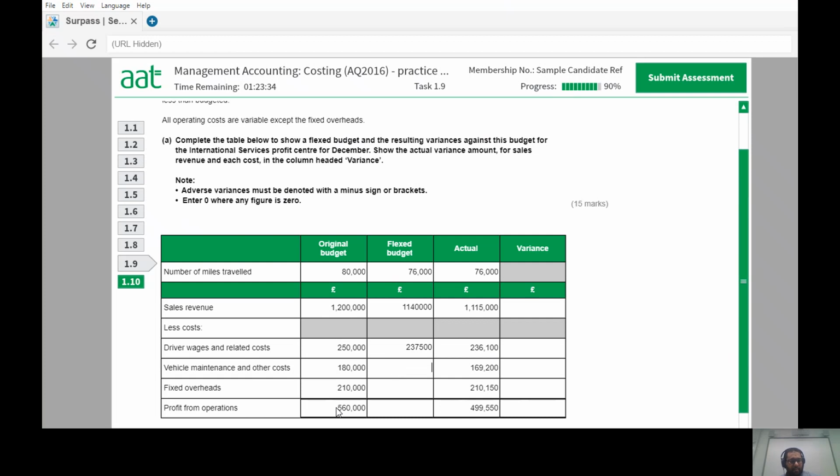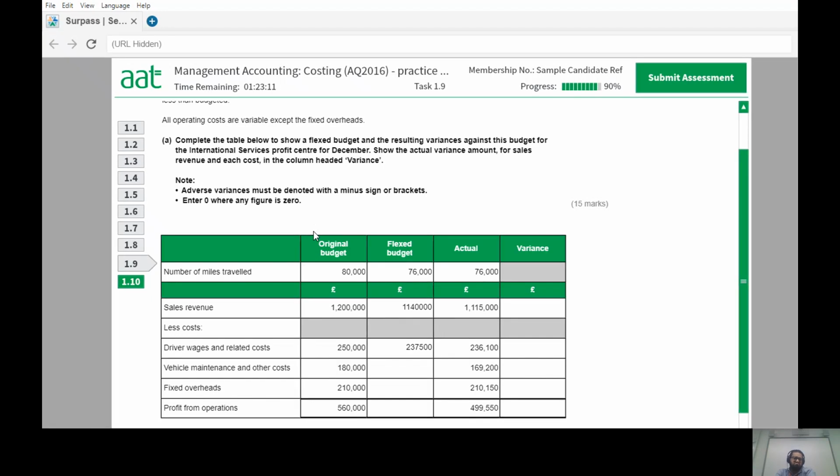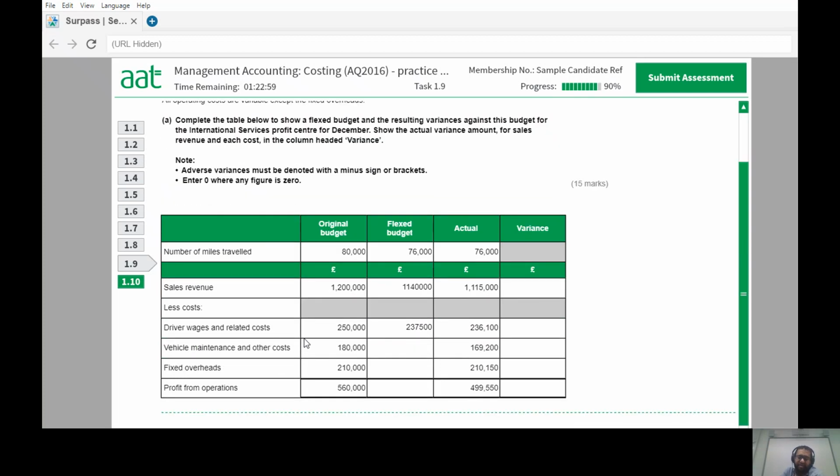Next one, vehicle maintenance and other cost. Now what we have to remember is, is that going to be a fixed or a variable cost? Vehicle maintenance and the other cost normally will be, what do you think it is going to be? Do you think it's going to be a fixed cost? Let's see. Oh, here you go, they already said that. I was looking at the wrong one. All operating costs are variable except the fixed overhead. So therefore, this is definitely a variable cost.